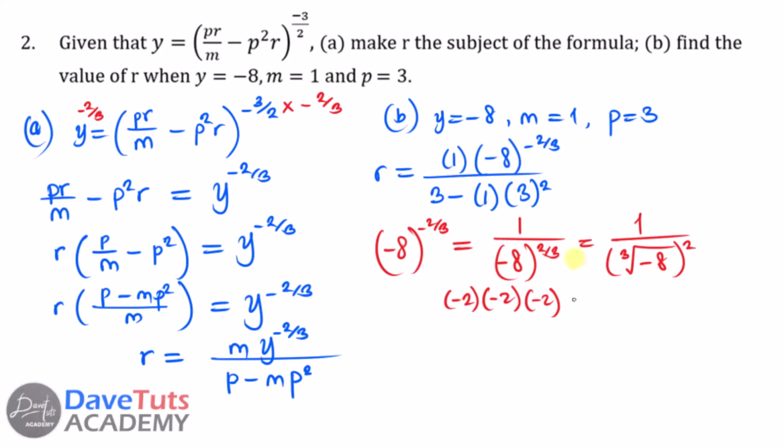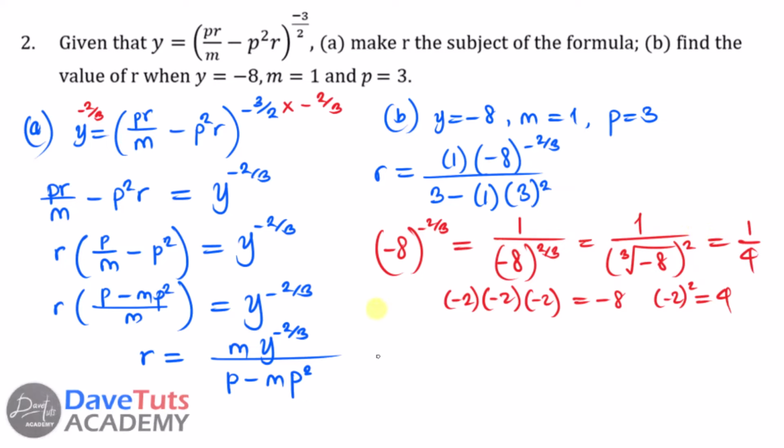4 times minus 2 is minus 8. So that means in this bracket the answer is minus 2, but then when we raise that minus 2 to power 2, it itself is 4. So this is nothing but 1 over 4. I think the student should understand that this particular expression is nothing but 1 over 4.